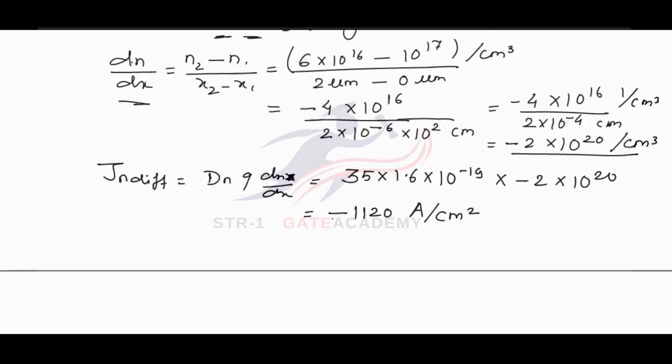The negative sign represents that electrons move from x2 to x1, but current flows in the opposite direction. This is the flow of electrons, the diffusion direction of electrons, and this is the direction of current. So the electric field will be negative due to electrons.